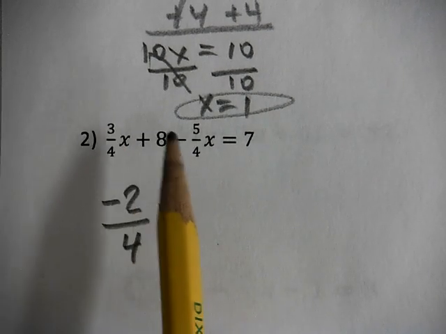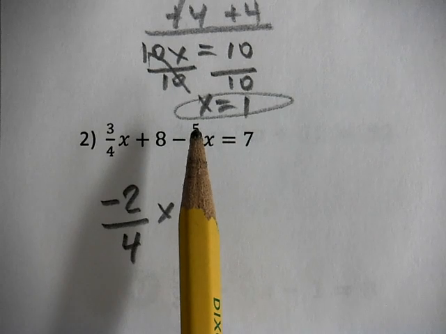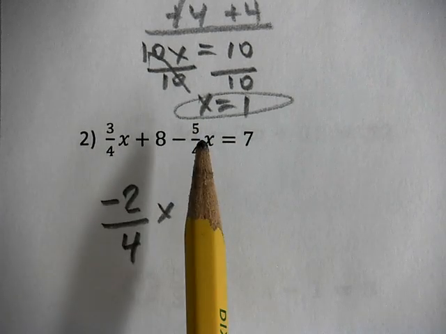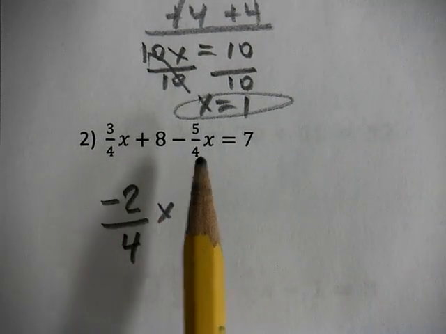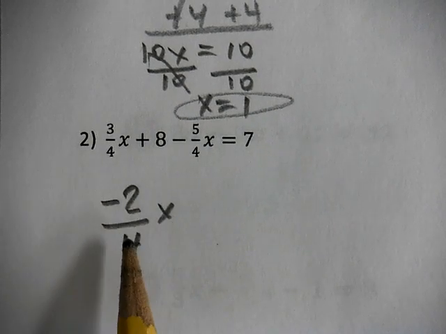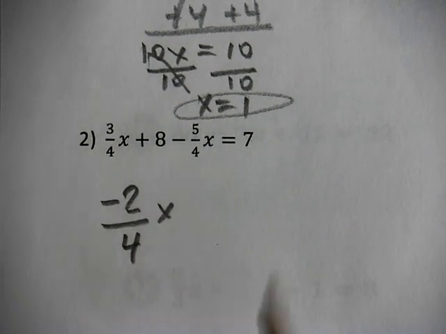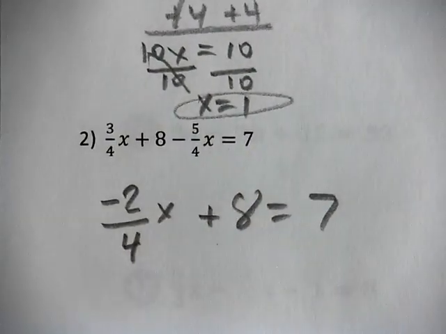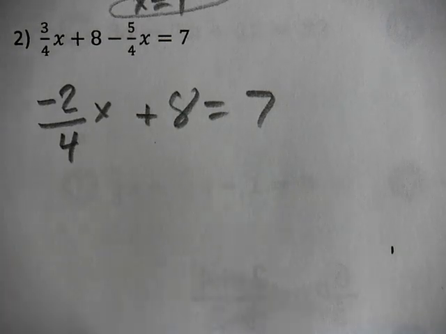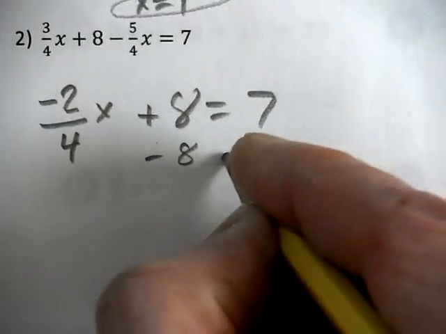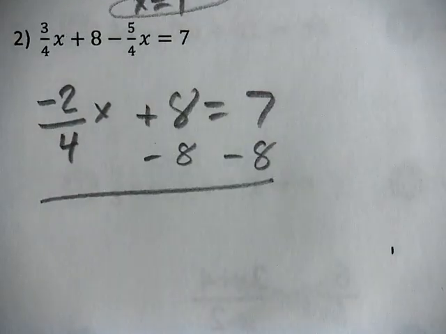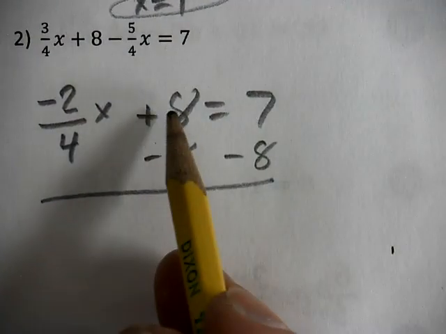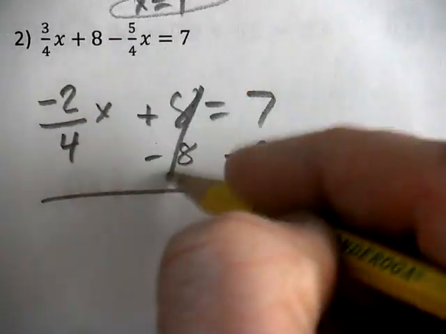So you use the 3 minus the 5. Since they're both x's and they both have the same denominator, we get negative 2x over 4. The plus 8 is still there, equals 7. Now we subtract the 8 across because we're going to the opposite side of the equal sign. We're going to do the opposite of the positive 8.